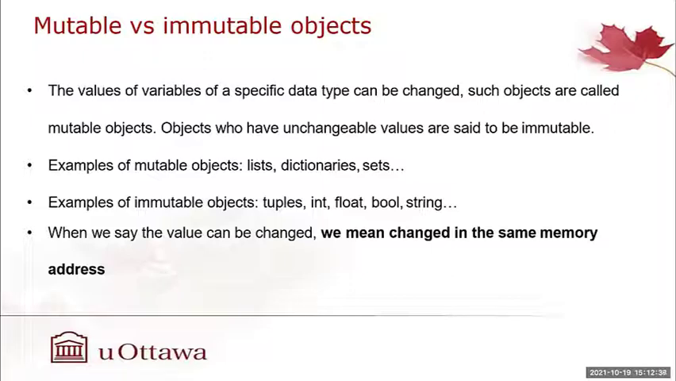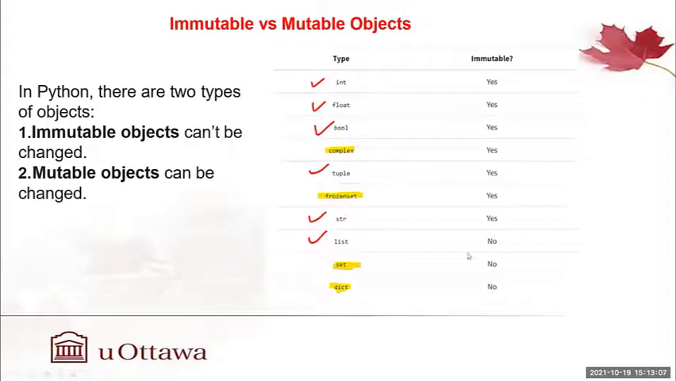When we change the value of a variable belonging to the integer class type, we will point to a new location in the memory, as I'm going to show you, okay? And the same applies for string, float, and tuples. So the integers are immutable, floats are immutable, Booleans are immutable.